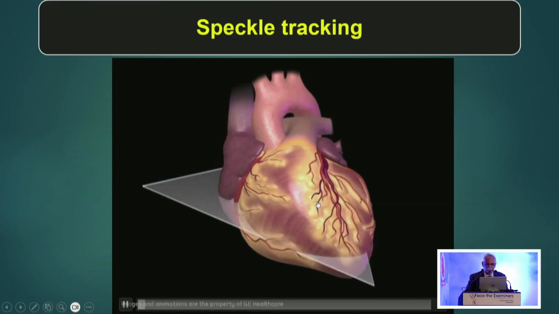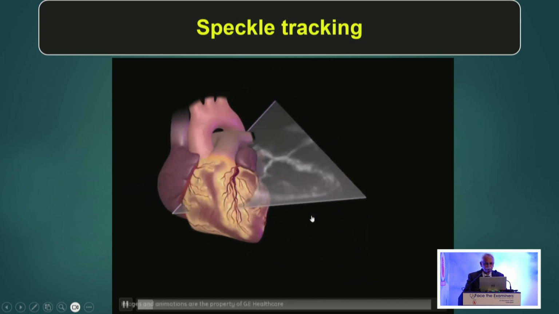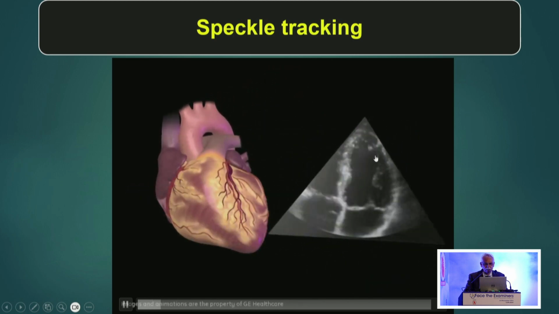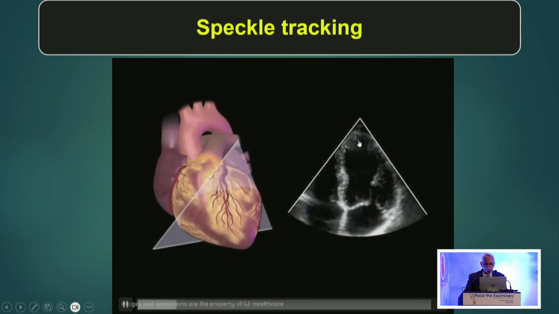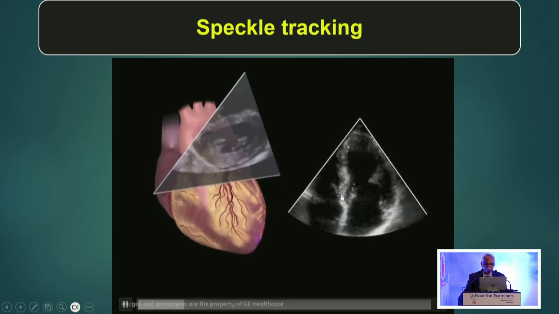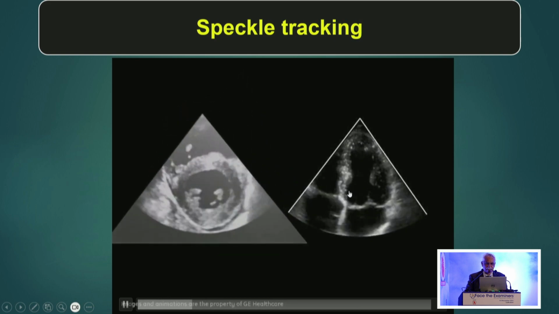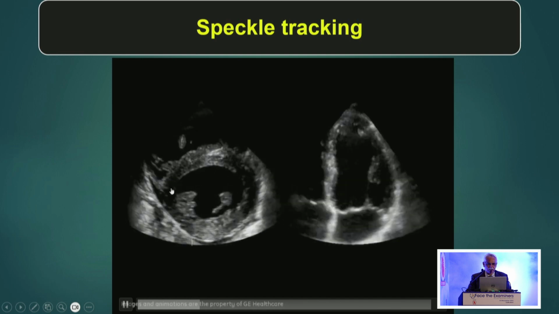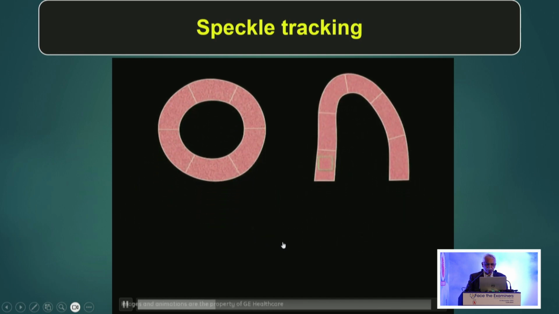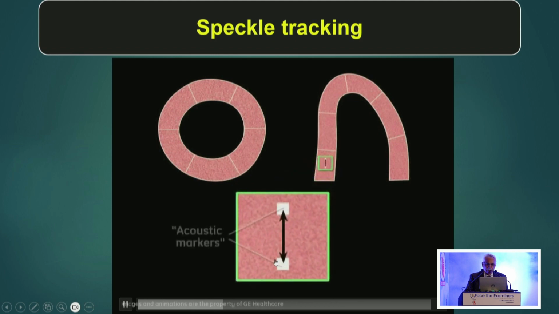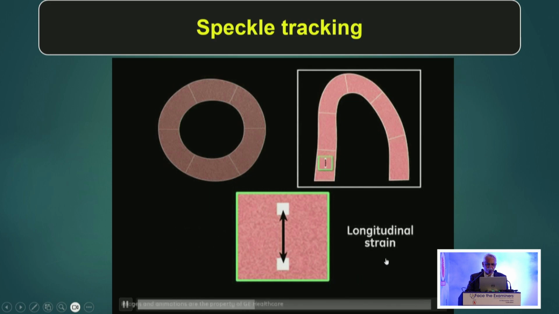So if you see, this is the heart. Now you are seeing the longitudinal contraction of the heart. Here you identify the speckles and then calculate the strain. This is the short axis view of the heart. Here you identify the speckles and then calculate the velocity, and from this you obtain the strain. This is called longitudinal strain. Okay.